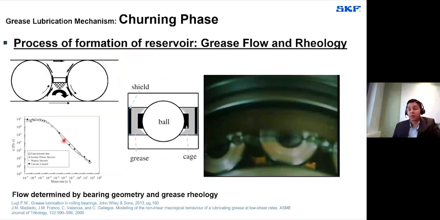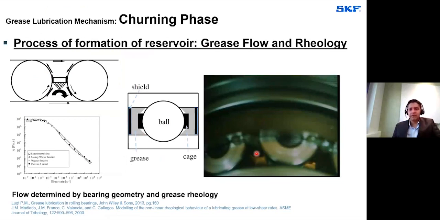And here you see how exactly the grease viscosity is going to change when you apply a different shear rate. In bearing contacts, the shear rate may vary from around 10 to the power 7 to 10 to the power 4 per second. This is again a schematic representation of a DGBB, after the finishing of the channeling or churning process. Here you clearly see that the grease reservoirs are formed on the shields and the cage bars.